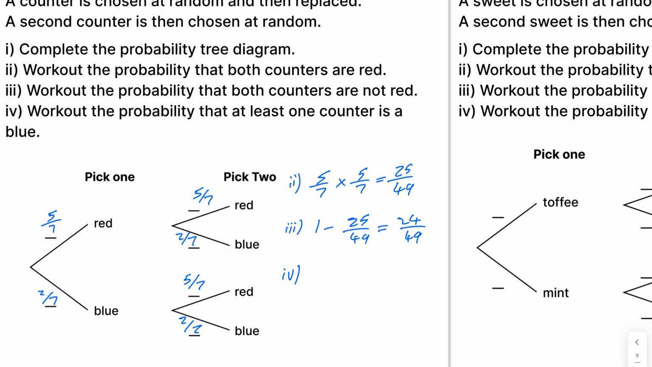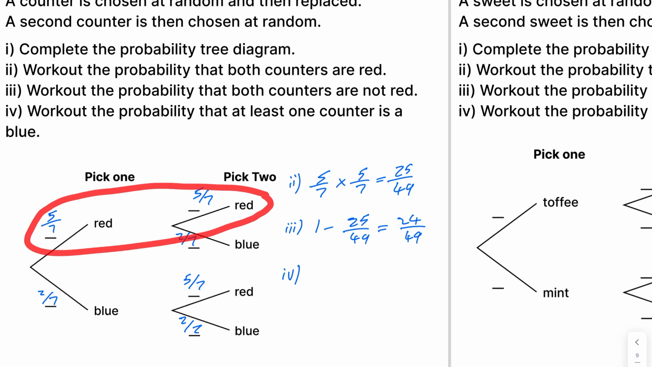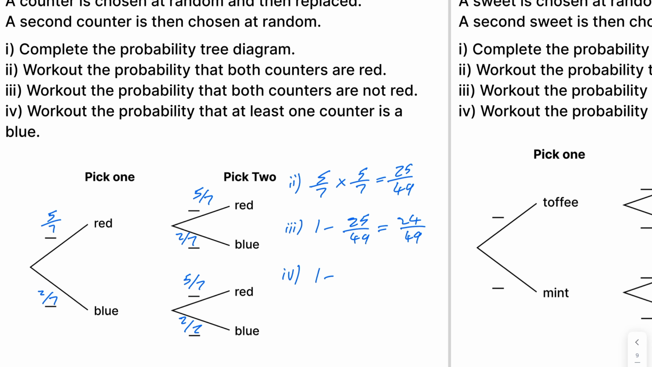And then for 4, it says, work out the probability that at least one counter is blue. So, at least one counter being blue means you can have a red and blue, you can have a blue and blue, and you can have a blue and red. But the only thing you can't have is a red and red. So what you can do is just do 1 take away the probability of it being red and red, and the answer is 24 over 49.